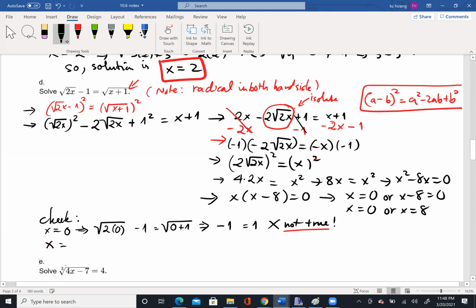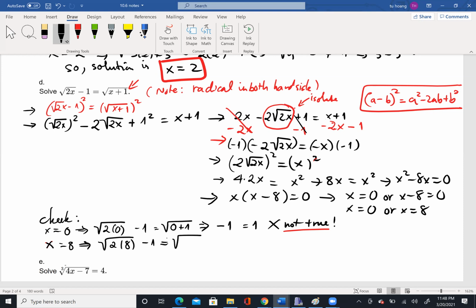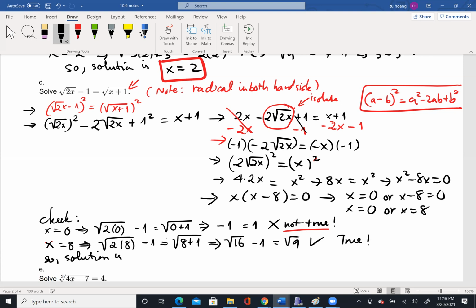What about x equal to 8? That gives me the square root of 2 times 8 minus 1 equal to the square root of 8 plus 1. The left hand side now gives me the square root of 16 minus 1, equal to the square root of 9. And this is a true statement. So then you can state that the solution is x equal to 8.